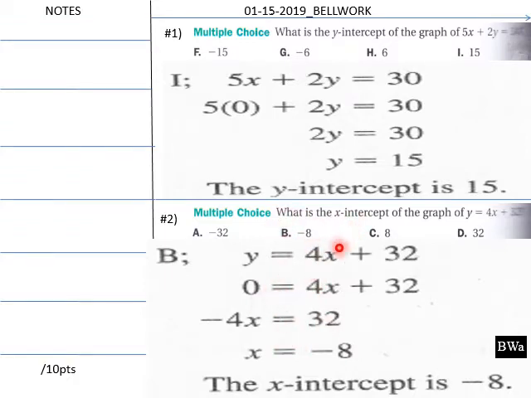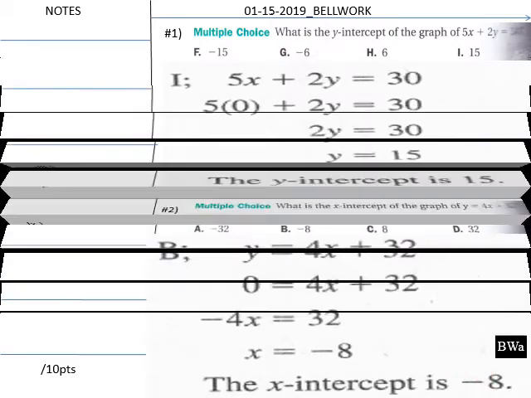So we're trying to find the x-intercept, so we plug in a 0 for y, and we solve for x. So we get negative 4x equals 32, x equals negative 8. So the x-intercept of this equation would be negative 8.